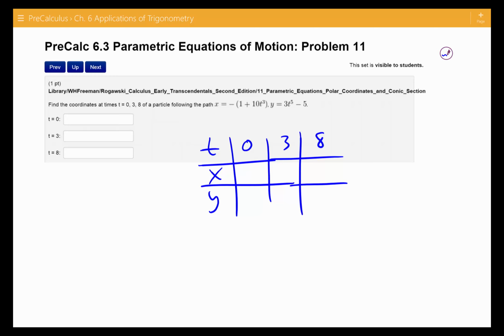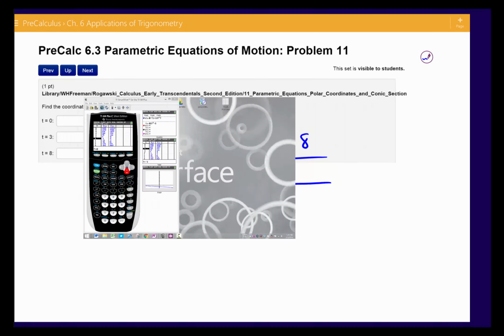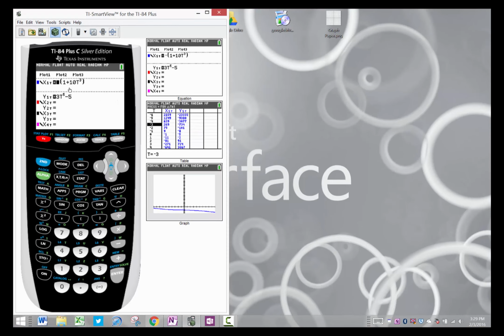When you plug in 0 up here, you get x of negative 1. When you plug in 0 to the y equation, you get negative 5. And then same thing, plug in 3 now for t here. I think you get negative 271, but it's easiest probably to use your calculator. If you plug these into your calculator into y equals here, make sure you're in parametric mode, and go to second table set. Make sure you start at, actually I can start at 0 here because that's what I'm looking for. Go by table increments of 1, and then take a look at your table.